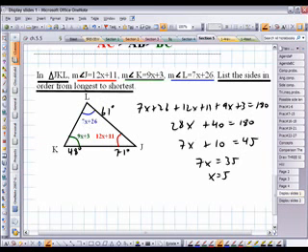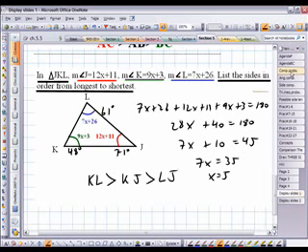And so the biggest angle is the 71, so the biggest side is KL. And the second biggest angle is 61 up here, second biggest side KJ, and smallest angle is 48, so smallest side is LJ.